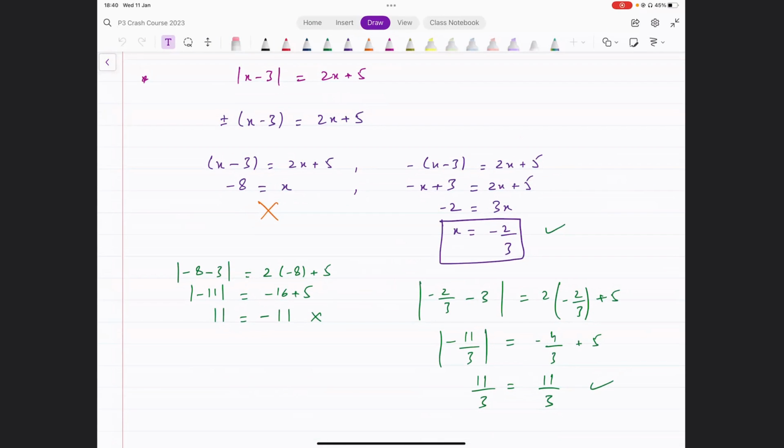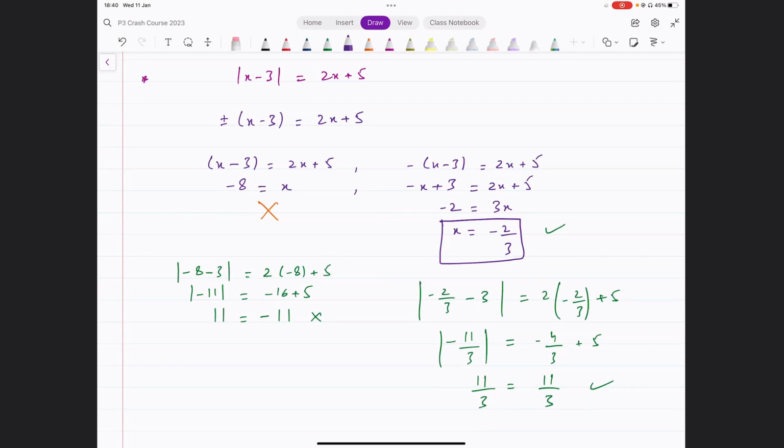Sometimes what happens is you end up getting some extra answers. So whenever you are solving equations involving the modulus function, you always have to verify your answers at the end. That is going to be important.